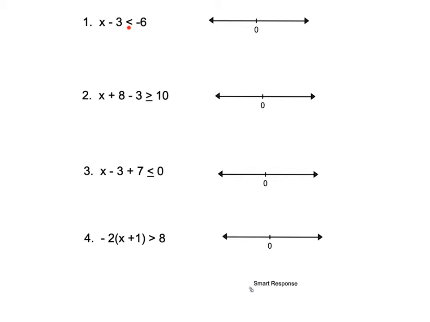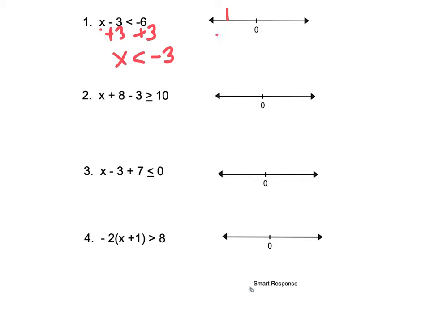Alright, so we have x minus 3 is less than negative 6, and our job is to isolate the variable, which is that x. The thing that is in the way of it being alone is that minus 3. So we're going to undo the subtraction by adding 3 to both sides, and we are left with x is less than negative 3. And then I wanted to practice graphing right away since we're on it.